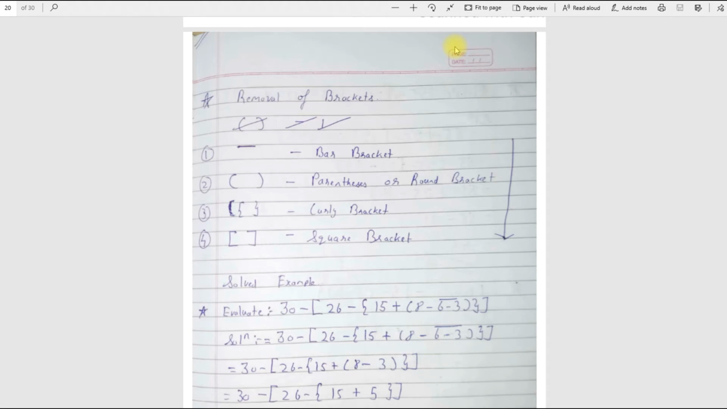It's very easy. First, we know there are four types of bracket. That is bar bracket, parenthesis, or we can say round bracket, curly bracket, and then at the end square bracket. These are the four different types of bracket we know. And always remember, we always start from bar bracket first, then round bracket, then curly, and then square. So this is from top to bottom. You can see the arrow over here.